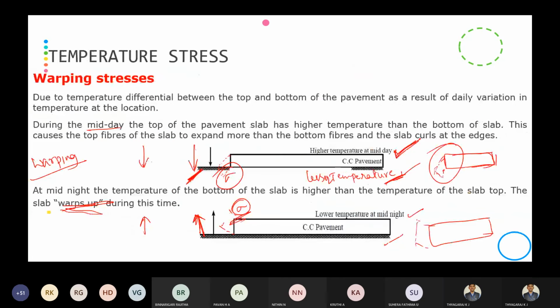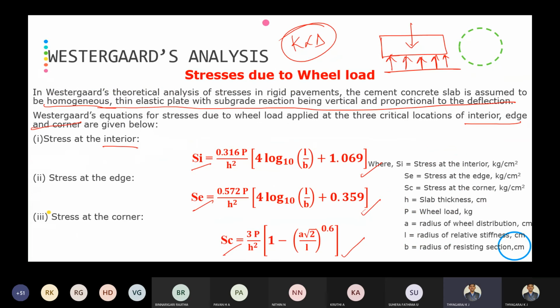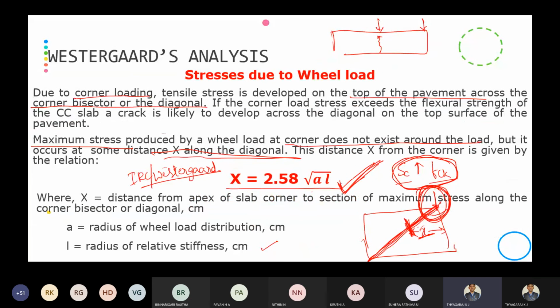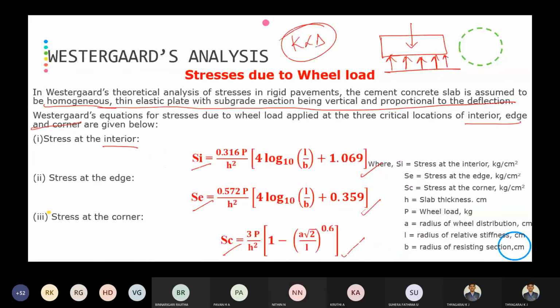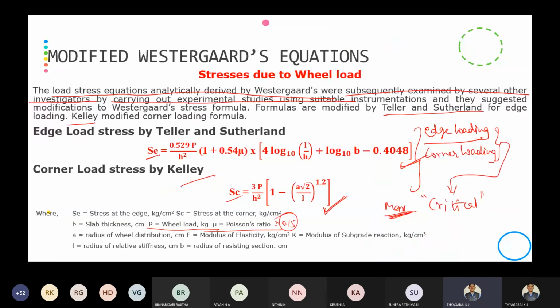So today we have discussed wheel load stresses, that is Westergaard wheel load stresses at interior, edge and corner. These are the formulas we are going to refer to in the second session. Then the location of the crack, where the crack is going to develop, we are going to determine using this formula.